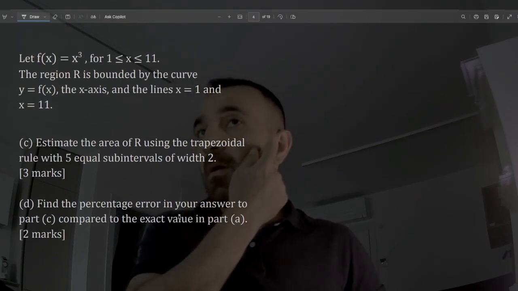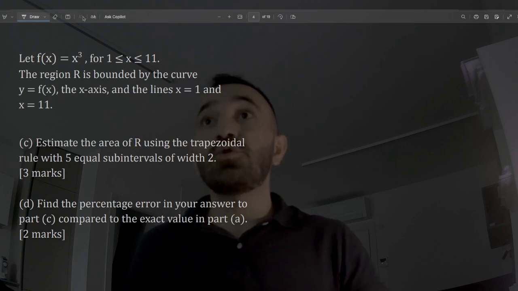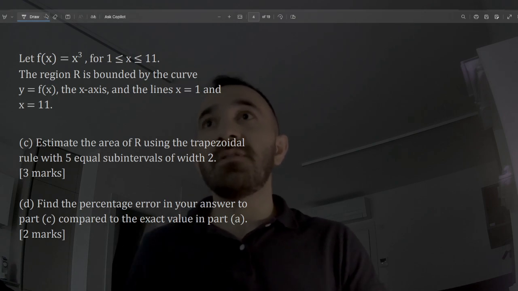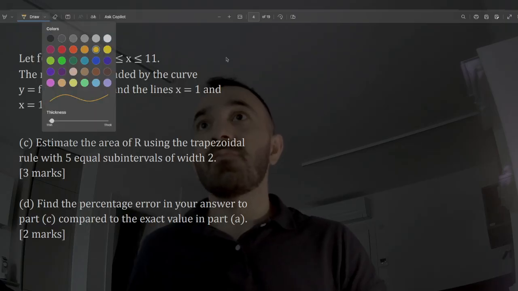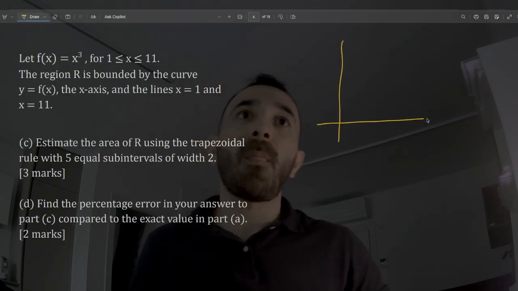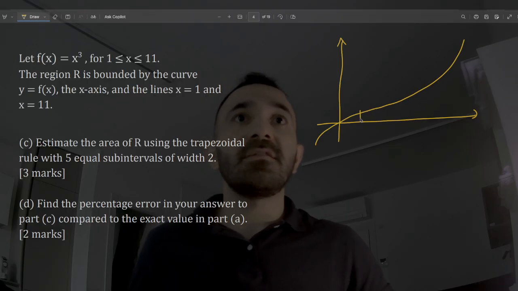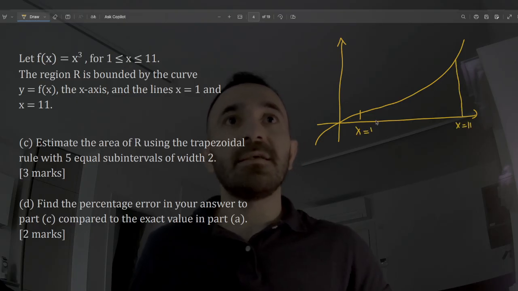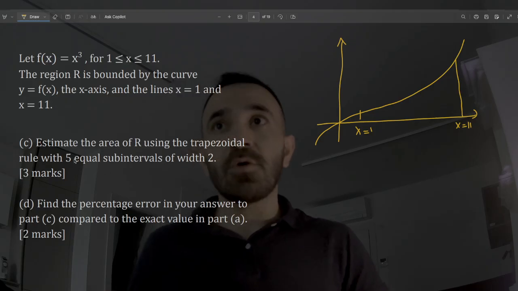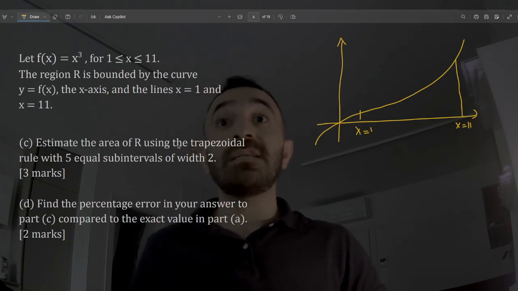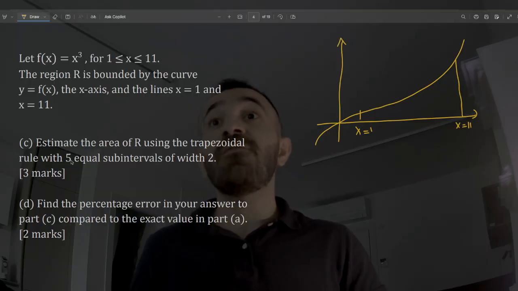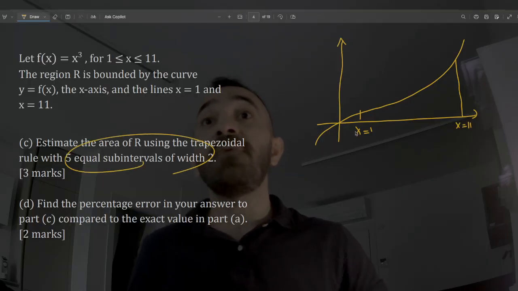Now, let's do the same question with equal subintervals. What does it mean? This is my curve. This is x equals 1, and this is x equals 11. Subintervals. Let's read the question. Estimate the area of R using the trapezoidal rule with 5 equal subintervals of width 2.